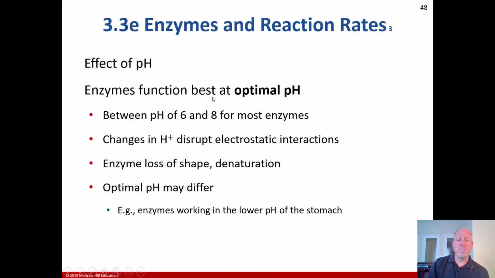Effect of pH: enzymes function best at an optimal pH between 6 and 8 for most enzymes, slightly acid or slightly base, right, towards 6, slightly acid, or toward 8, slightly base. Changes in the hydrogen ion concentration disrupt electrostatic interactions, right, and the higher the presence of hydrogen, the more acidic it becomes, lowering that pH. The enzyme will then lose shape, but technically too high a base can absolutely cause the same denaturation issue. That being said, typically we refer more toward acid with excess hydrogen ions. Optimal pH may differ to some extent. Enzymes working in the lower pH of the stomach are examples of that and can vary a little bit from this range.